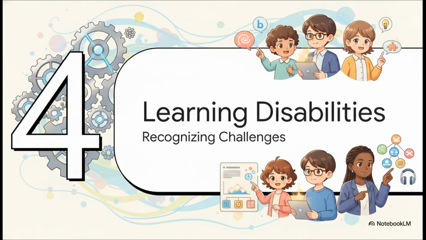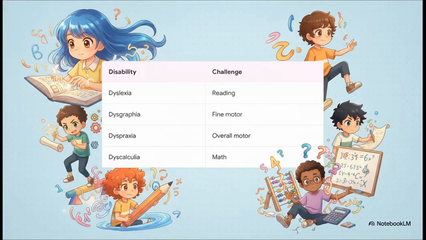Which brings us to Section 4, Demystifying Learning Disabilities. It's all about recognizing the challenges. Let's break these down so you can easily spot them. Dyslexia is primarily a reading difficulty. Dysgraphia, on the other hand, impacts fine motor skills. Specifically, it makes writing, spelling, and forming letters super difficult. Then there's dyspraxia, which is a broader challenge with overall motor skills. We're talking both gross and fine motor, like walking smoothly or holding a pen. And finally, dyscalculia involves severe struggles with numbers and basic math operations.